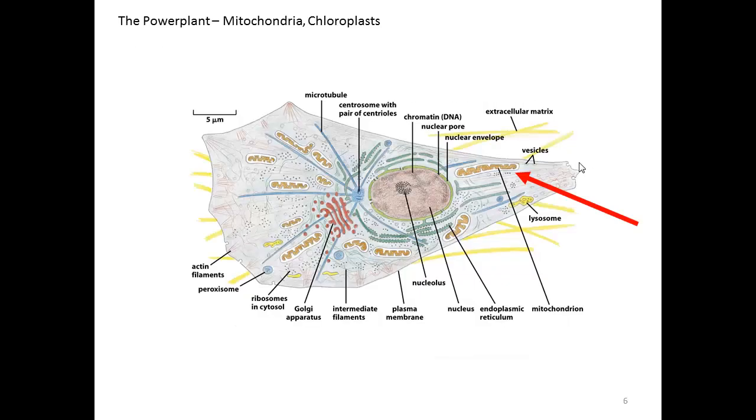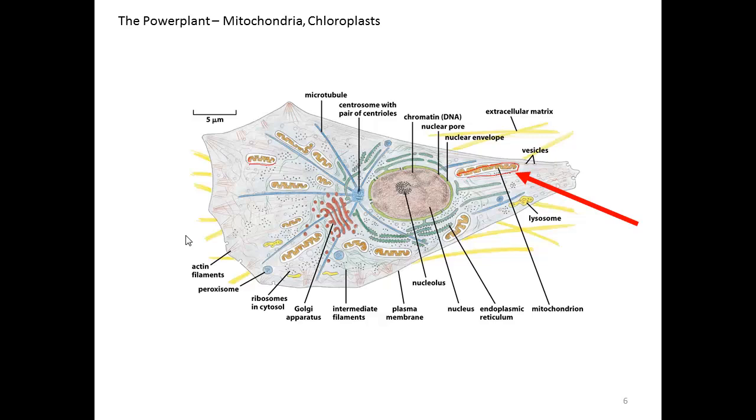The power plant of a cell is a mitochondrion. And there's many mitochondria per cell. I'll highlight on this one. You can see that there's compartmentalization within the mitochondrion. There's an outer membrane which encloses a white space, and then there's an inner mitochondrial membrane which is enclosing sort of a gold or a tan space.